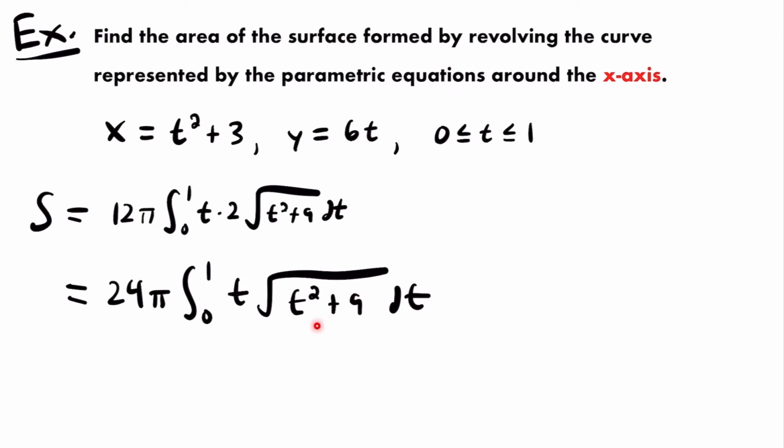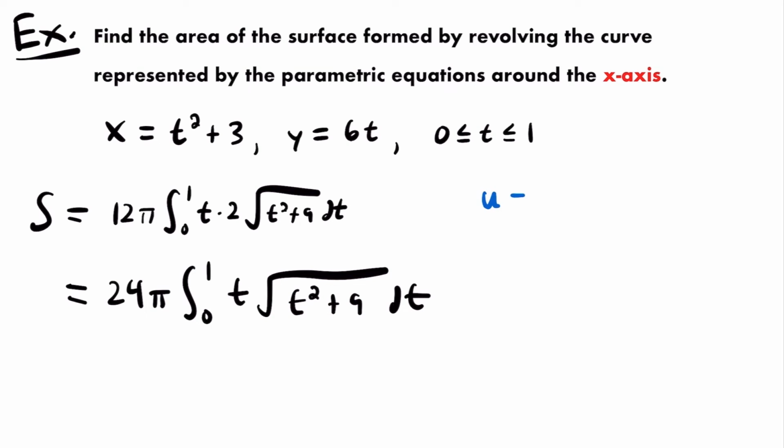Because if we set this inside function equal to u, right, t squared plus 9, the derivative of t squared is going to be a function of t to the first power. And that's exactly what we have on the outside of that square root function. We have t to the first power within our integral. All right, so what we can do here is use u substitution because we see a function and its derivative.